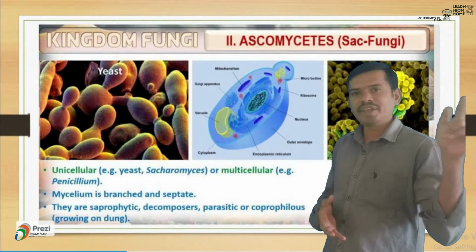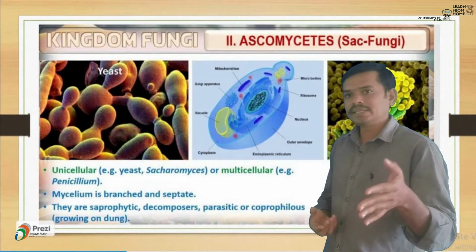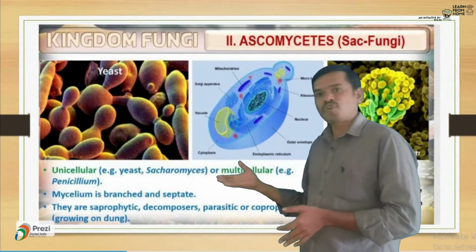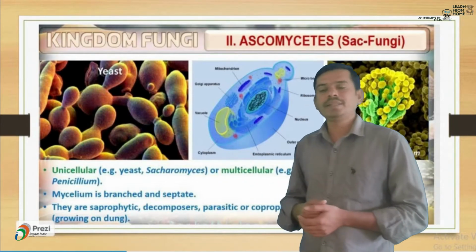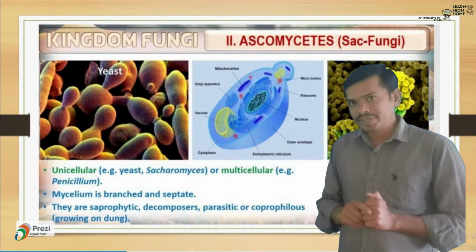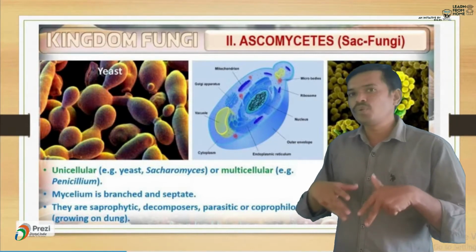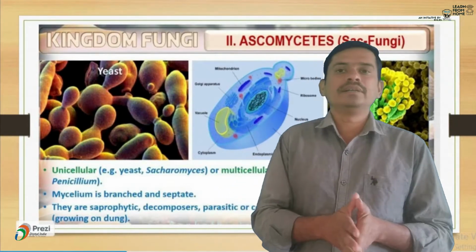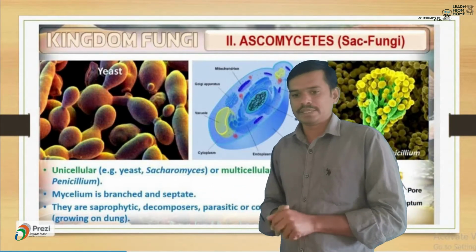Before, we discussed that Phycomycetes are aseptate and coenocytic. Now it is branched and septate. They are saprophytic, decomposers, parasitic and coprophilous. Coprophilous means these fungi mostly grow in dung, such as cattle dung. That is an example of Ascomycetes.